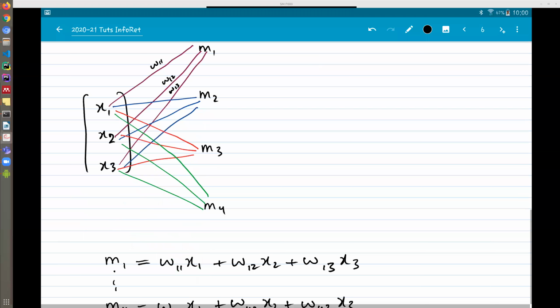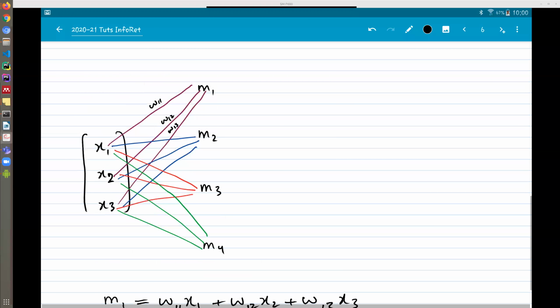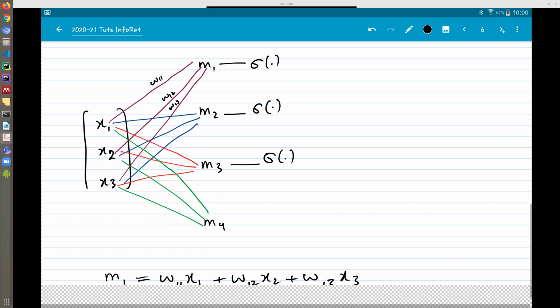Now this is the definition of m1, and after that we have an activation function. This can be sigmoid, as we have already studied, or there can be other functions, but the main thing is this function acts on every dimension separately.